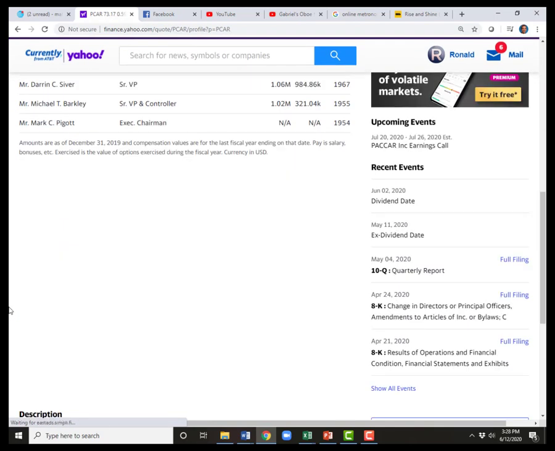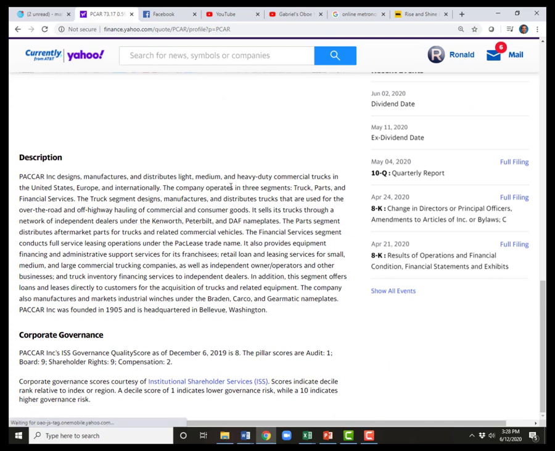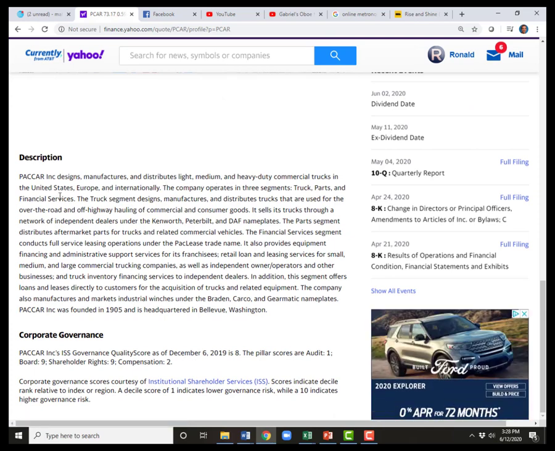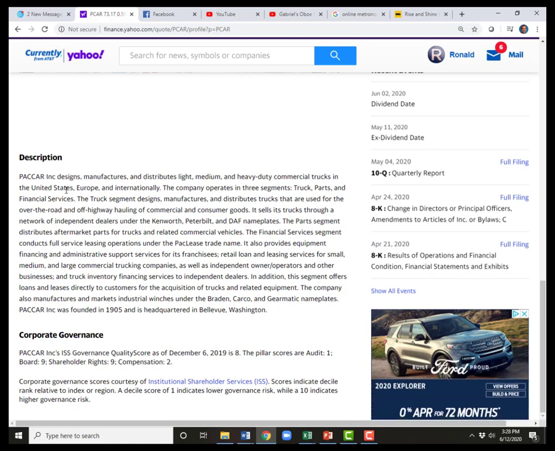Now, Paccar is a manufacturing firm. They build engines. They build trucks, so heavy-duty commercial trucks, usually diesel trucks. So major manufacturing.